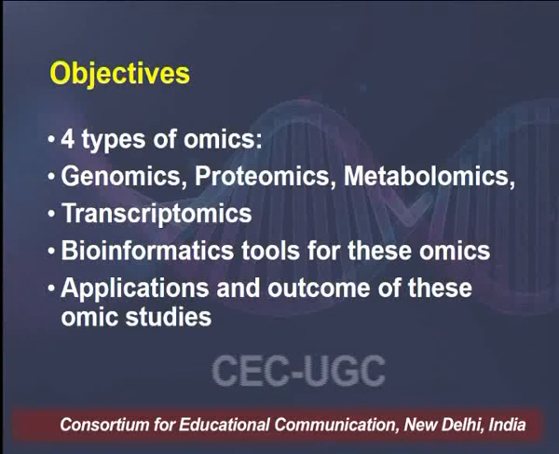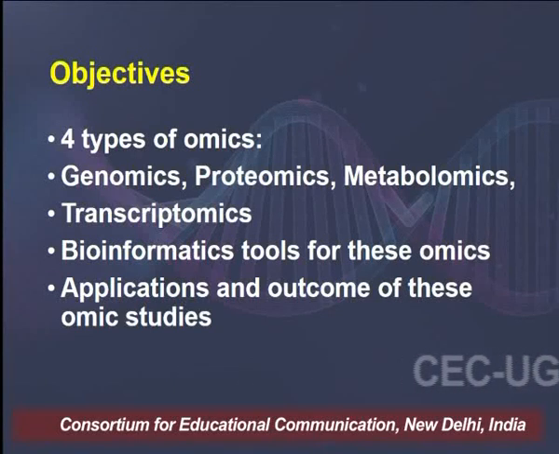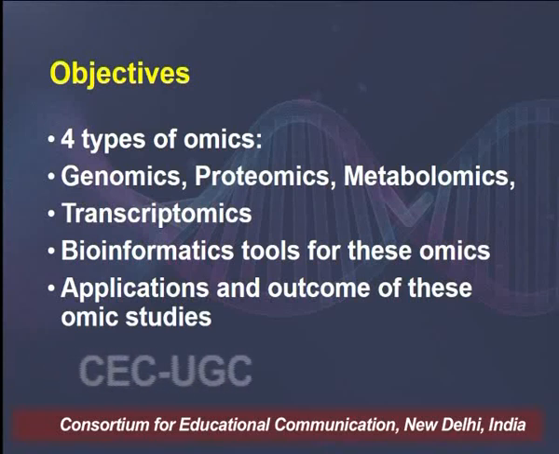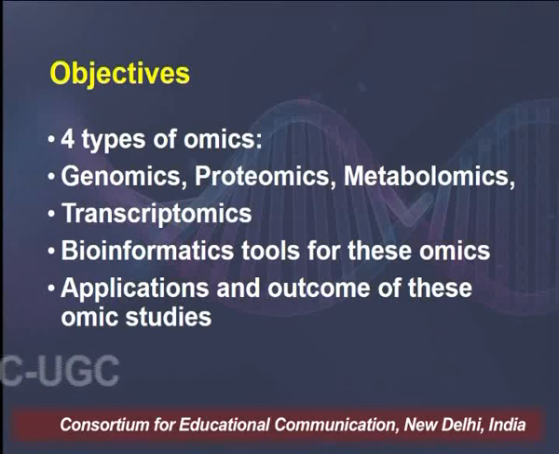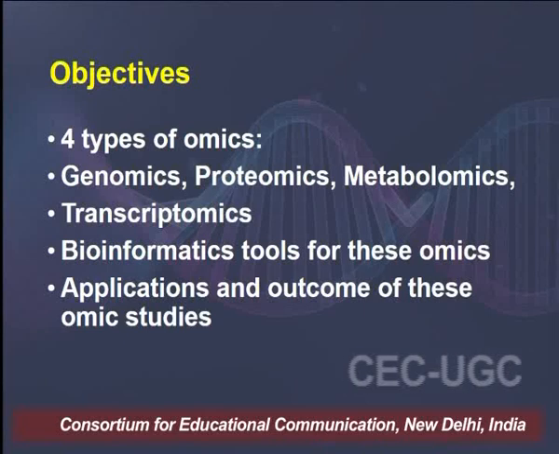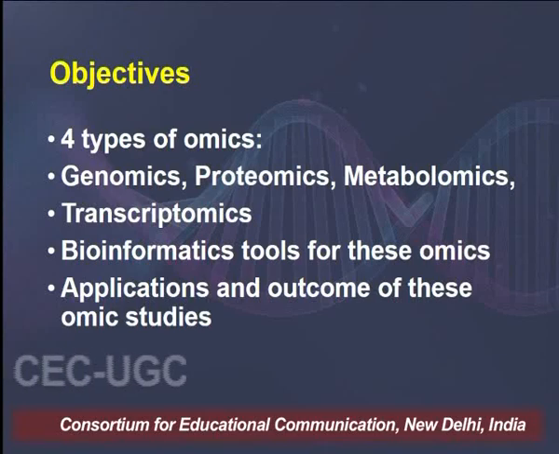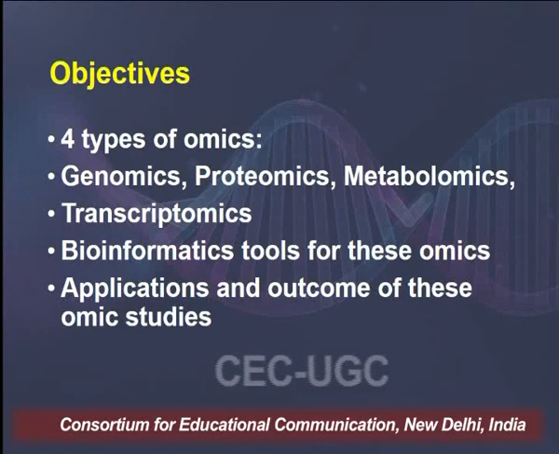I was just trying to tell you what the foundation or the basic things are which we must have known before we can come to the exact objectives of today's talk. Here we have four types of omics, I told you already, which we'll be talking about one by one: genomics, proteomics, metabolomics, and transcriptomics. We'll talk about the bioinformatics tools which are applied here, and the applications and outcomes of these. Because we're considering all four of them together, the time allotted to them will vary.